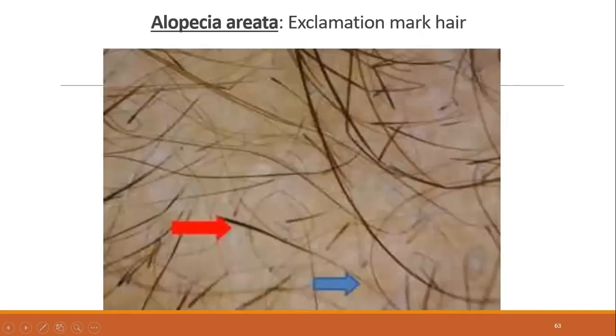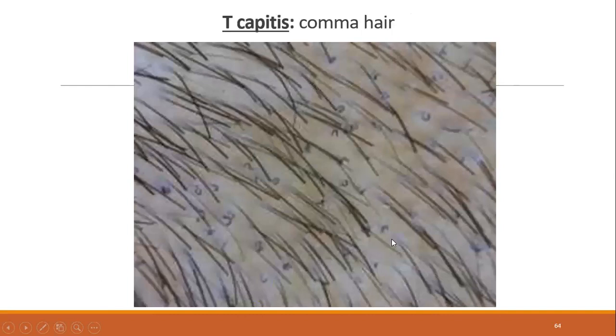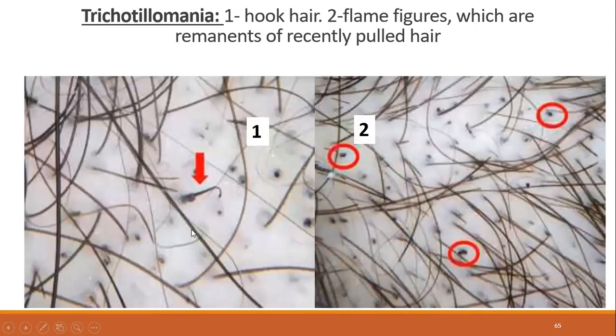Examination of hairs by trichoscopy shows exclamation mark hairs in alopecia areata, comma-shaped hairs in tinea capitis, then hooked hairs and flame figures, which are remnants of the pulled hair, are seen in trichotillomania.